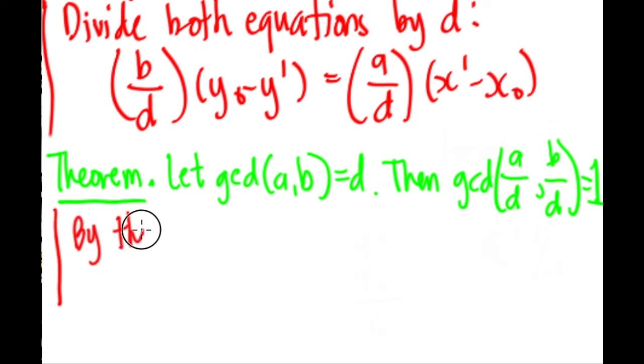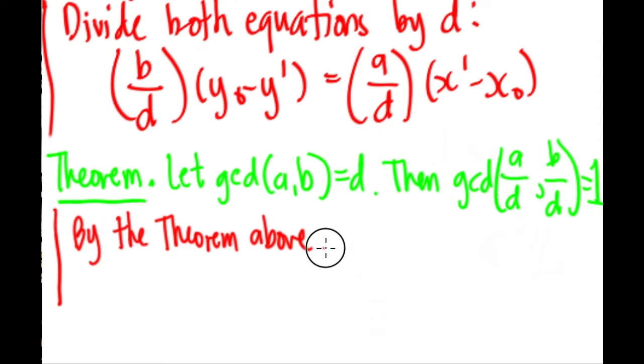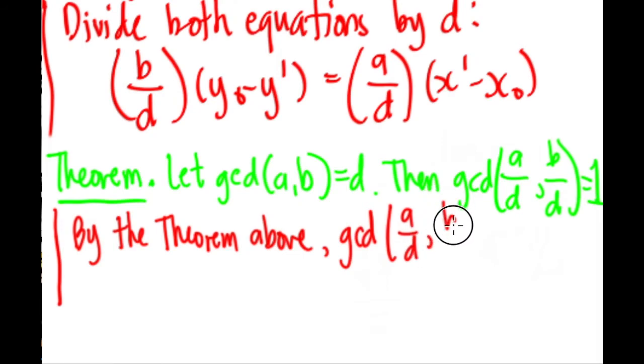By the theorem above, the GCD of A over D and B over D is equal to 1. So by another corollary, this is actually a corollary again, by Euclid. So let's just erase this here. Let's use that later. So we'll have a corollary.